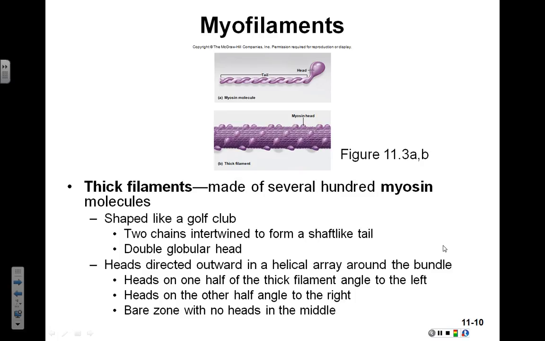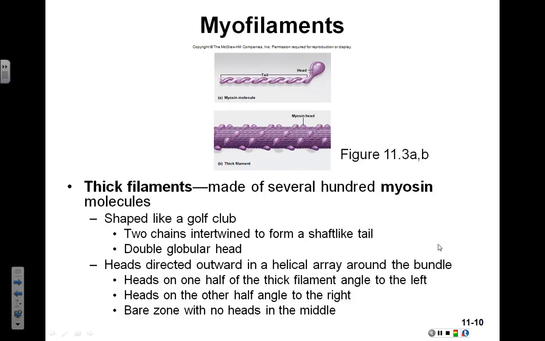It looks like a golf club. If you know that letter A, the myosin molecule, it has a head. The head is what's going to attach to the active site, of course, on actin. It has two segments. The tails, as you can see, are intertwined in the shaft-like tails. And like I said, you can see how the head is progressing. You have some heads projecting outward, and some heads projecting inward.